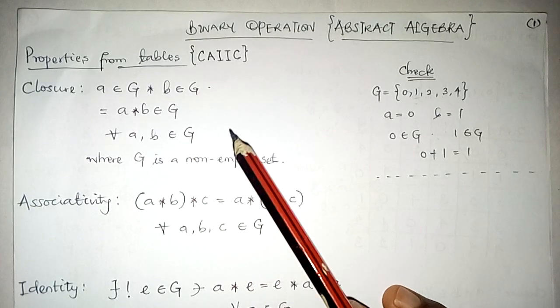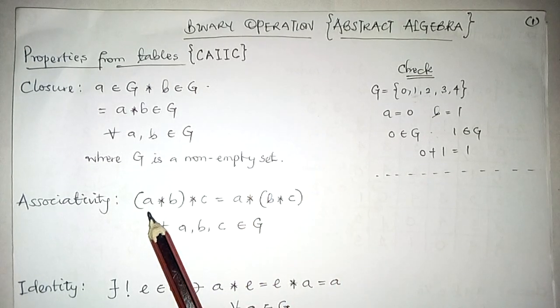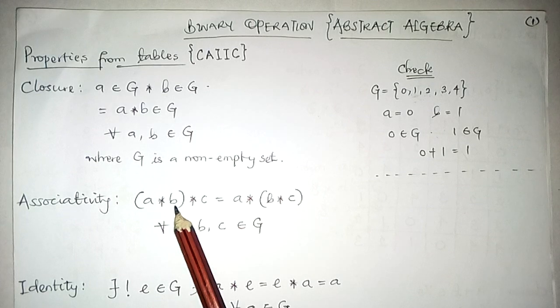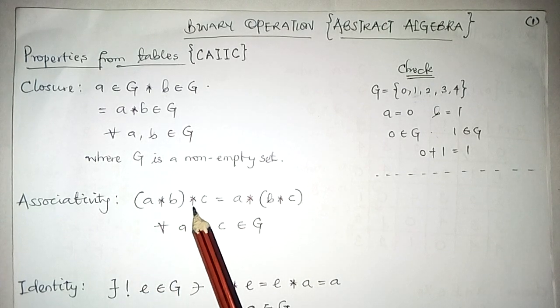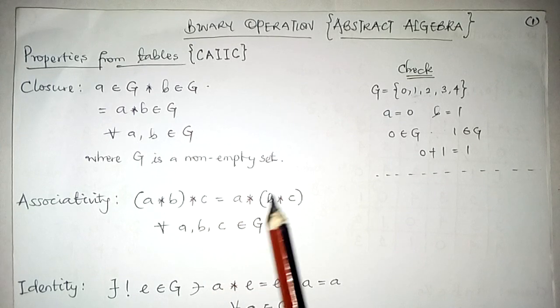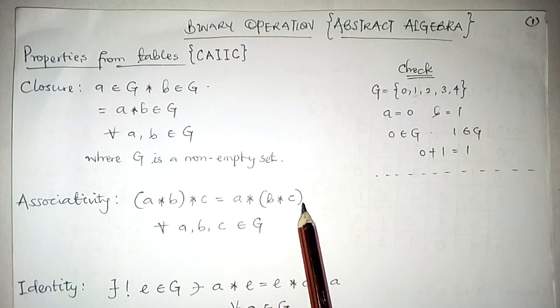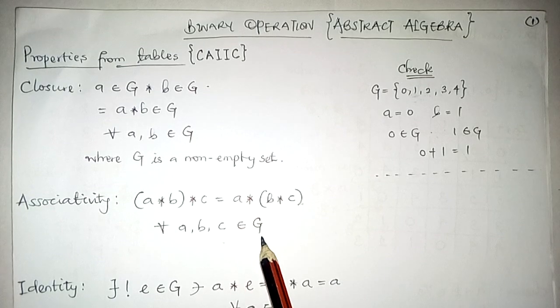The next is the associativity property. The associativity property states that in parentheses, if A performed by B, closed bracket, is performed by C, it's going to be the same thing as when A is outside the bracket, performed on the operation of B and C. Whenever you perform these operations together, the results will definitely be in G.